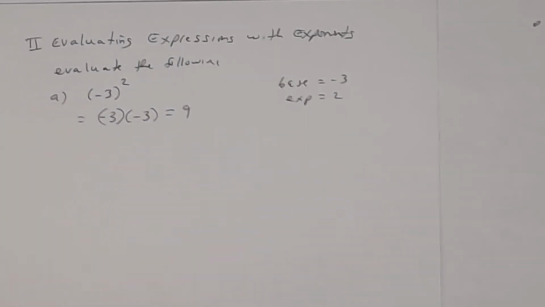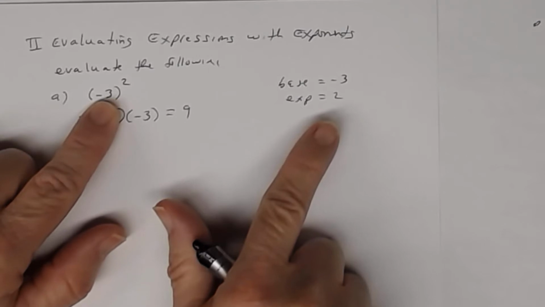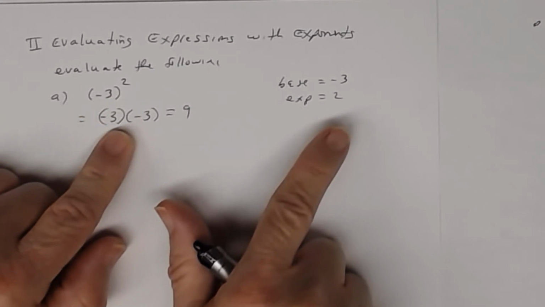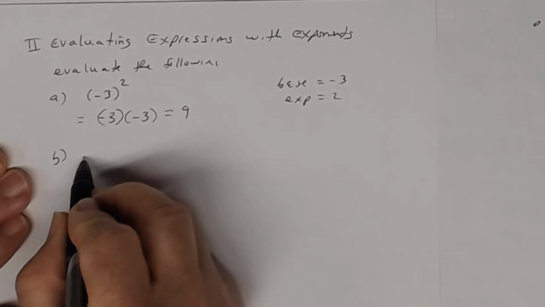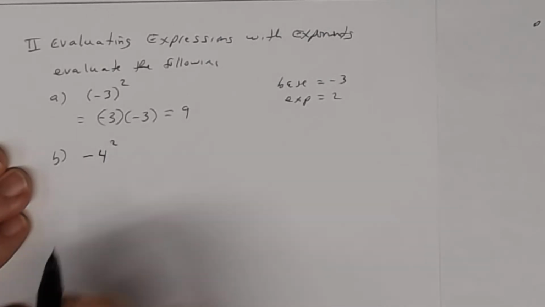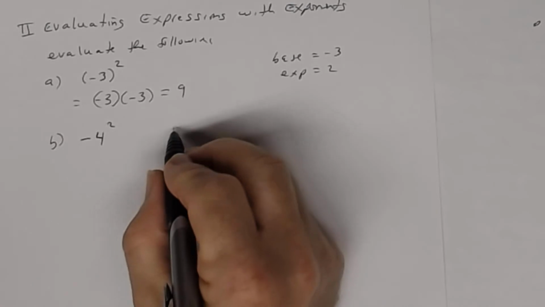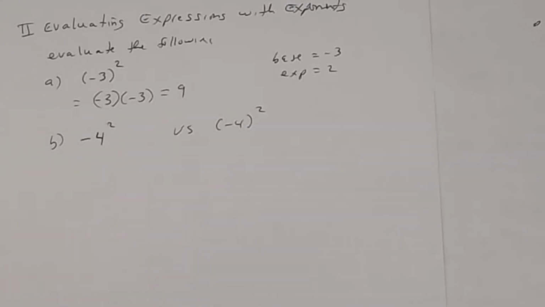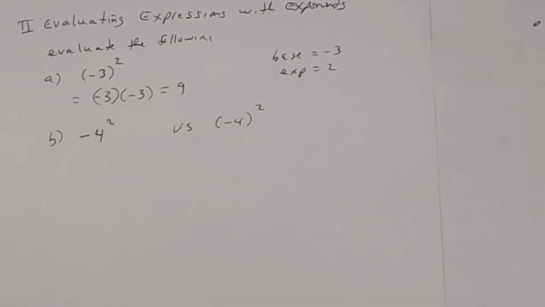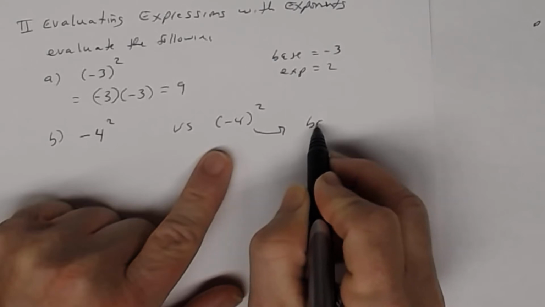So make sure you understand that the base is negative 3 here. And you're multiplying it by itself twice. Okay? Now, don't confuse that with something like this. What if I had negative 4 squared, like this? Notice there's no parentheses there. So negative 4 squared versus negative 4 squared in parentheses. Those are two different things. Here, the base here is negative 4.